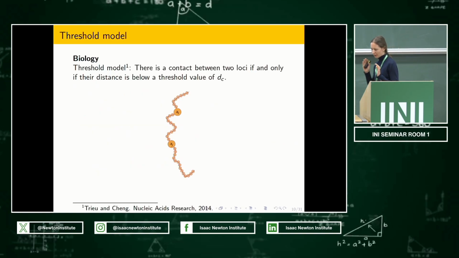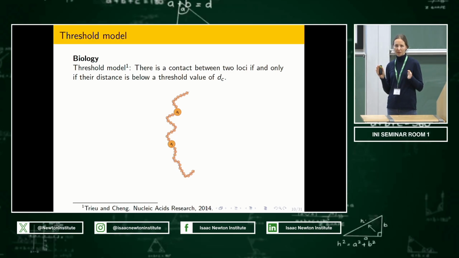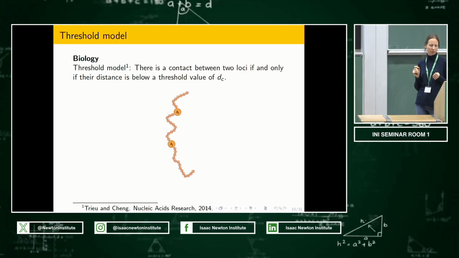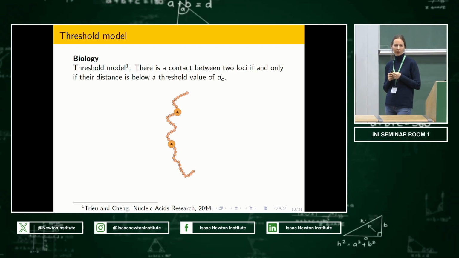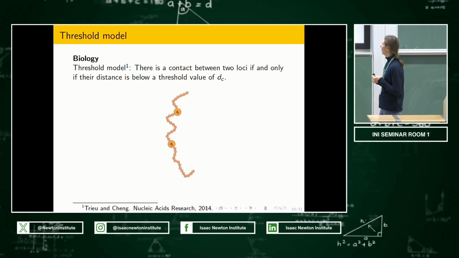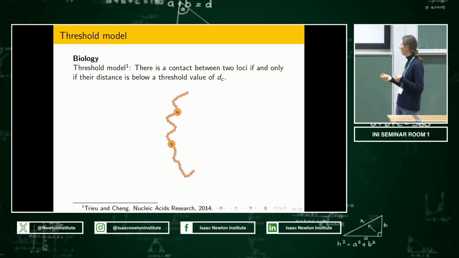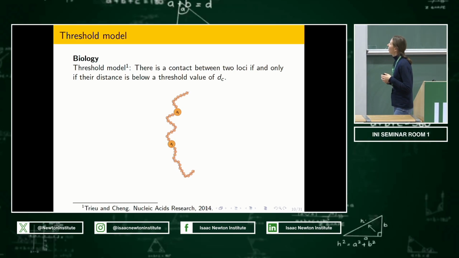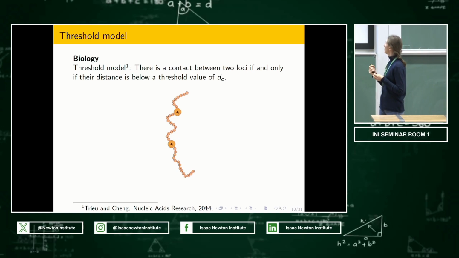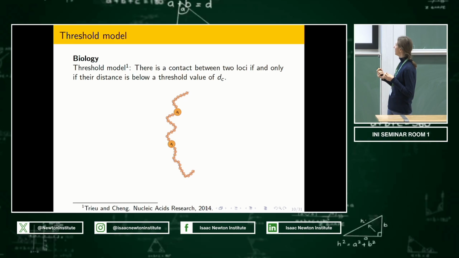Okay, so then I said there were these two questions, existence and uniqueness, and a reconstruction algorithm, and we study them for 3 different models. Actually in our paper it's 4, but I'm going to talk only about 3 here. The first model is something that we call the threshold model. At least to me, this is the most intuitive, and this is also something that we found in the biology literature. In the threshold model, there is a contact between 2 loci if and only if their distance is below some threshold value d_c. I'm writing d_c so as not to confuse it with the dimension d.